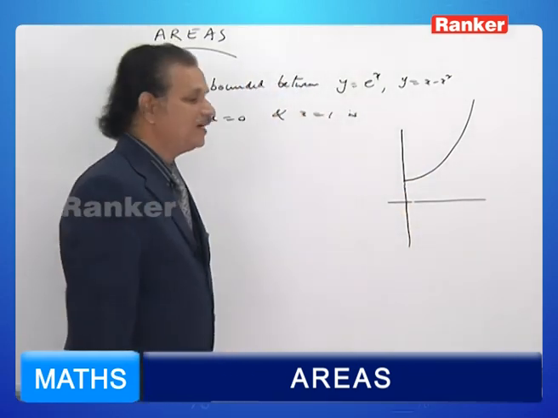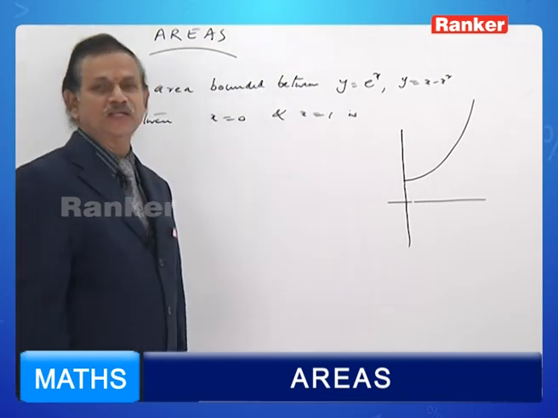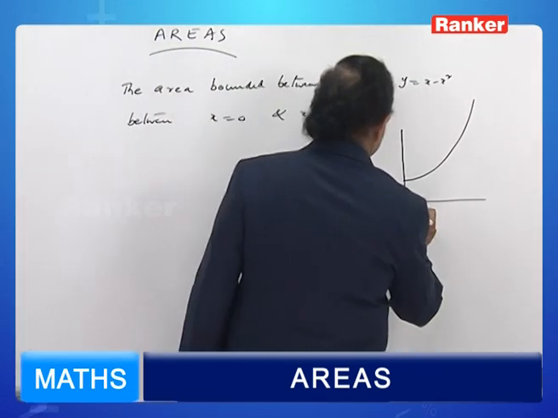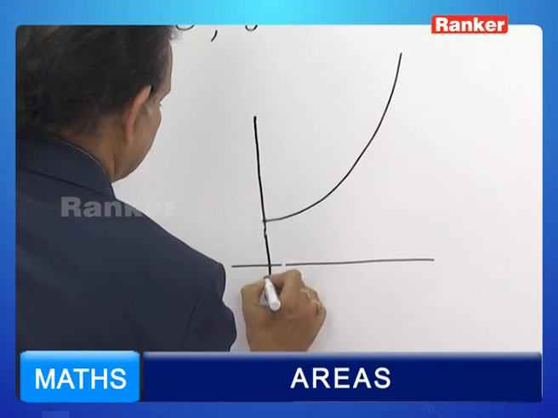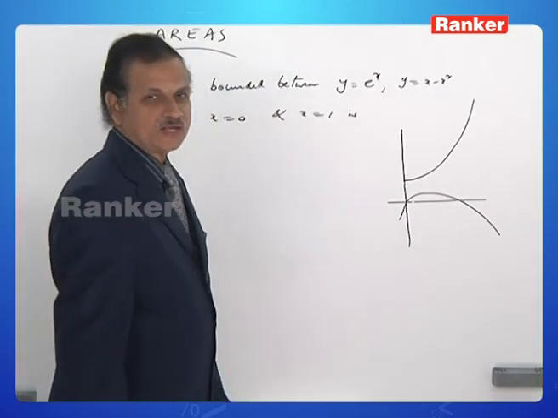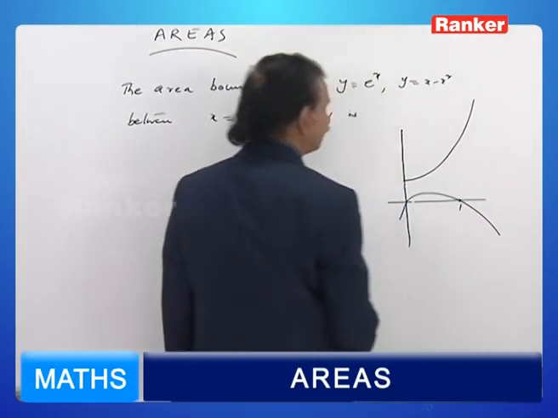What is the second curve? Y is equal to x minus x square. It meets the x-axis where x minus x square is equal to 0, x equal to 0 and 1. Therefore, it will be like this. That is the parabola, and this is the point 1.